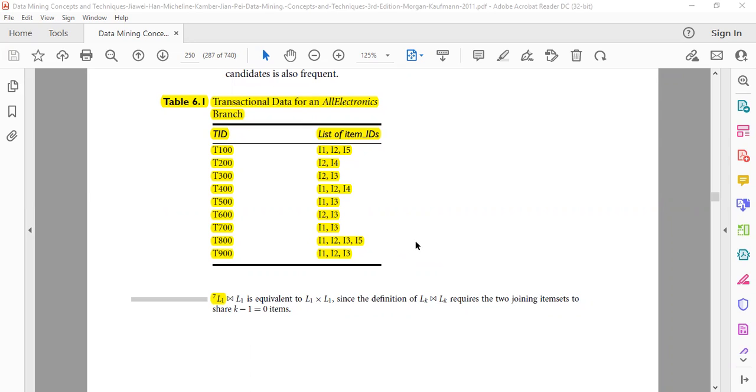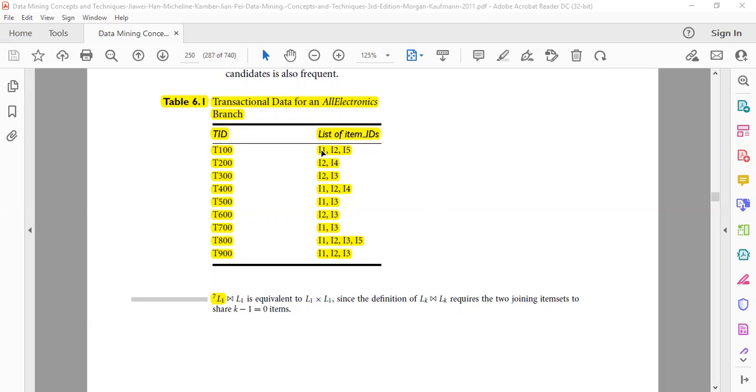Now, as we had learned, there are two steps in the Apriori algorithm. In the first step, we first find the support count of each of the items. That means I'll be counting how many times I1 appears in all the transactions, how many times I2 appears, and similarly I'll do this for all the items.